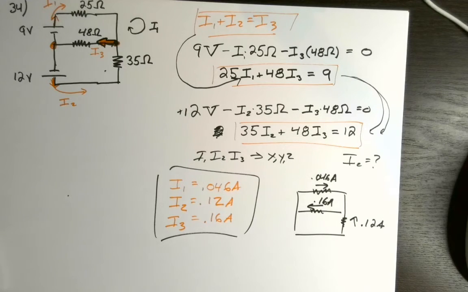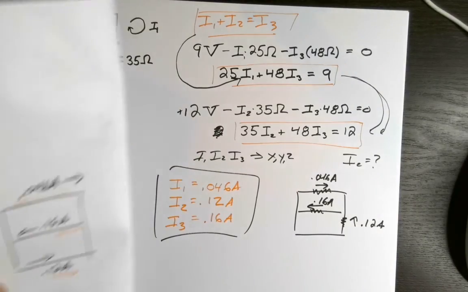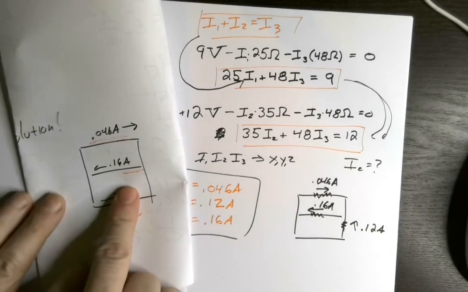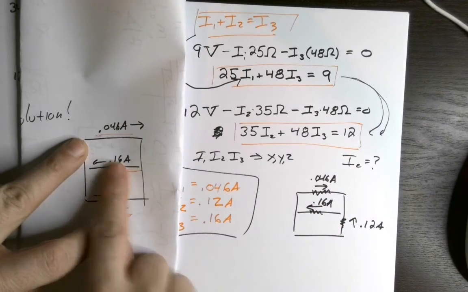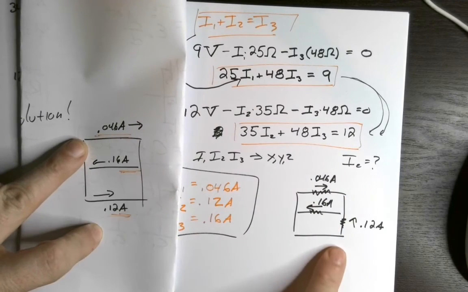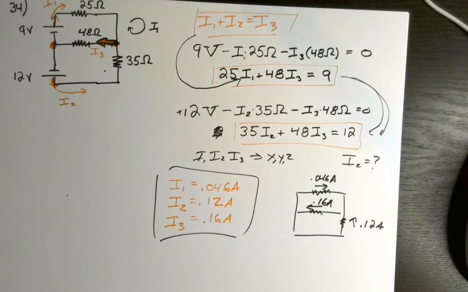I took the liberty of, I'm sorry for that noise I just made, of writing down the solution from the book. 0.46 amps that way, 0.16 amps that way, 0.12 amps that way, so that answer is right. And we got the answer not only with the right numbers, but with the right directions. So that's Kirchhoff's rules.